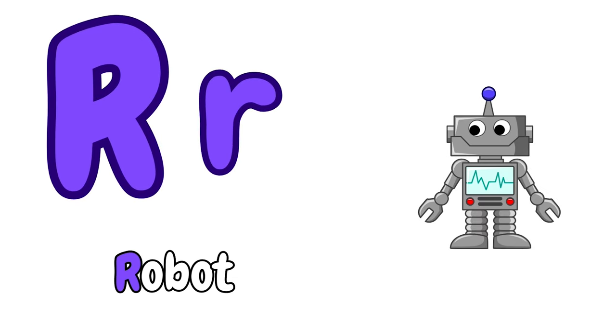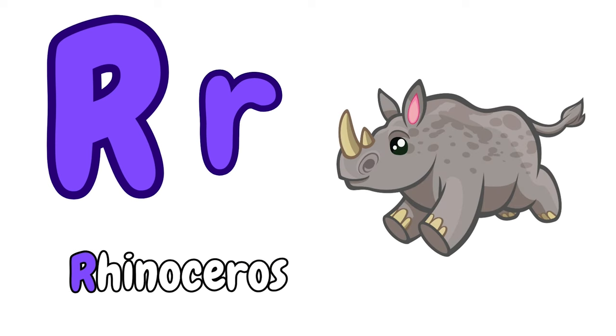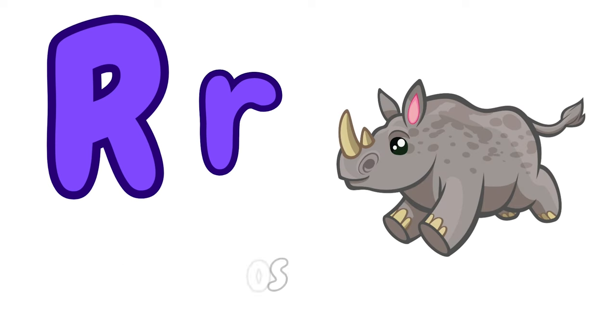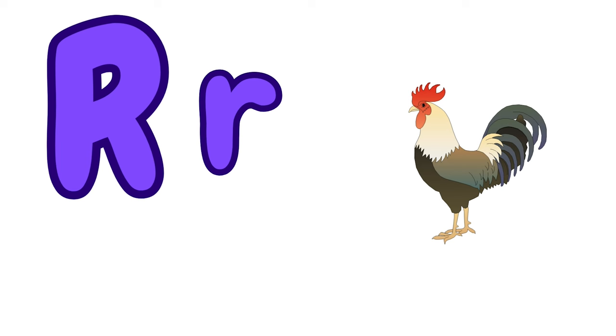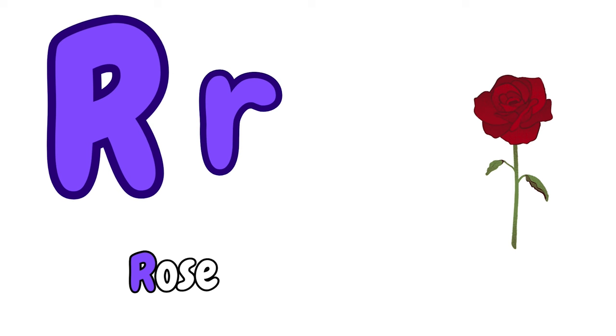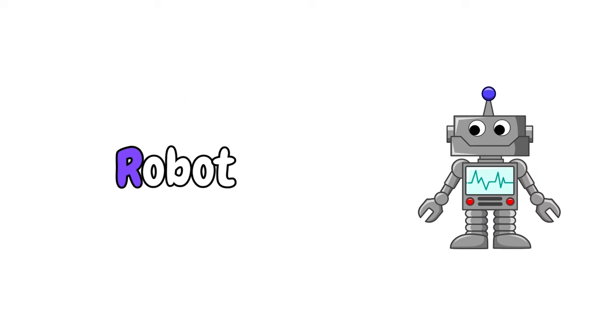Now, let's see which all start with alphabet R. R for robot. R for rhinoceros. R for rooster. R for rose. Can we say once again, kids, R for?